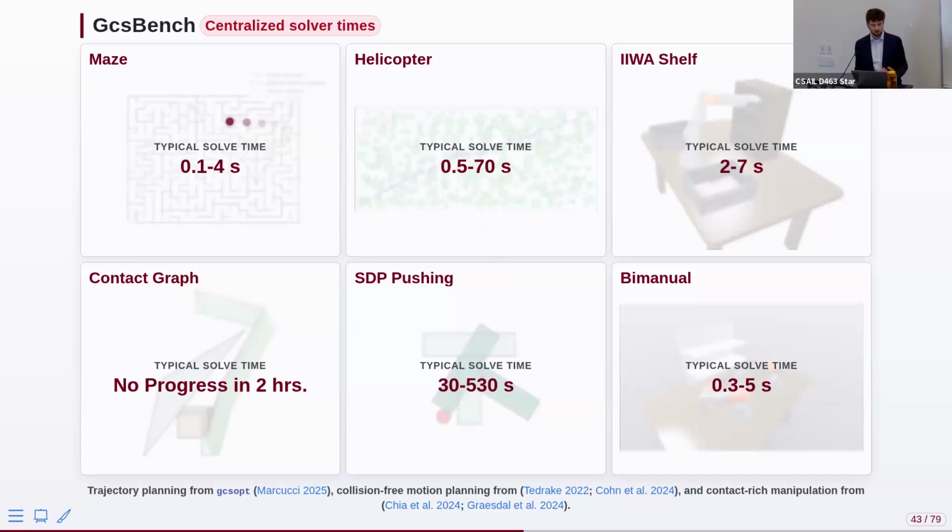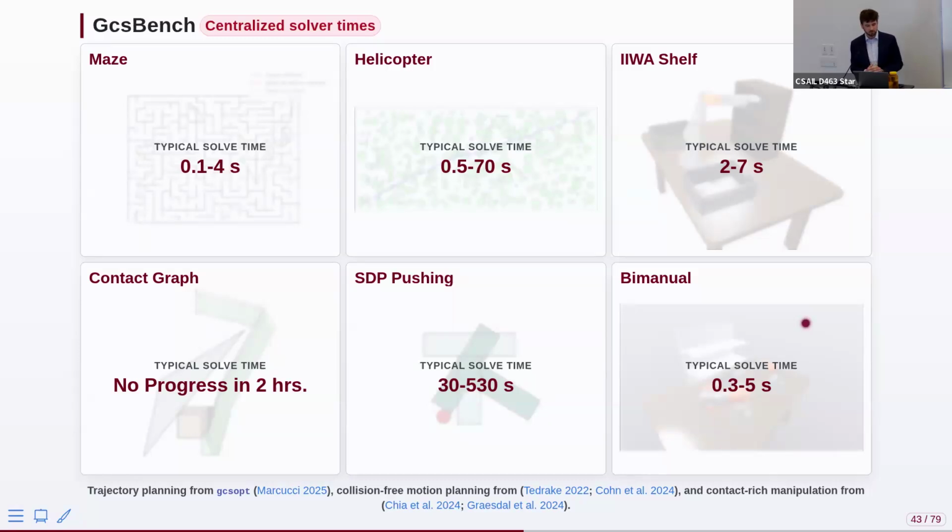I've got some small mazes that solve in less than 100 milliseconds. I've got some surprisingly big mazes that solve in less than 4 seconds. So we're kind of happy with these types of solve times. And the graphs for the EWA shelf and the bimanual setup are not very big, so you can solve them somewhat efficiently.